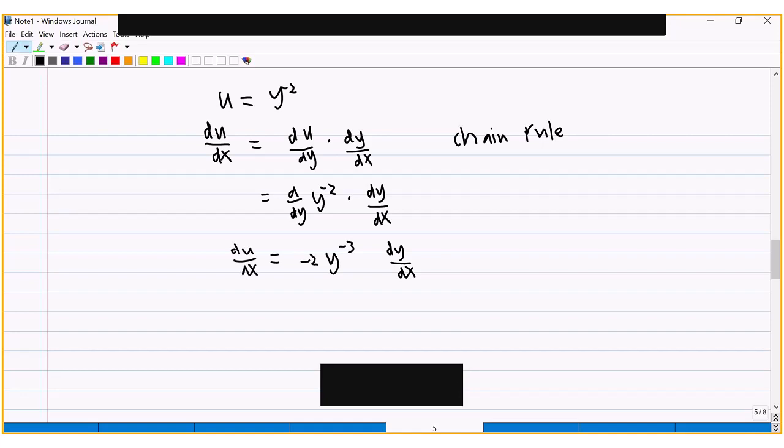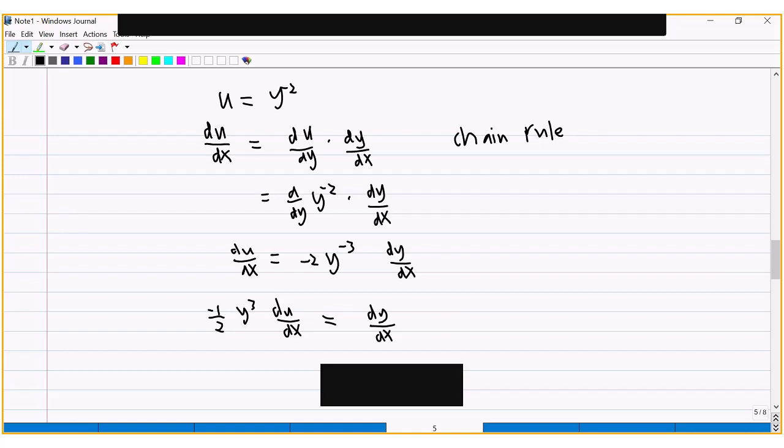So from here, what is actually dy/dx now? So dy/dx is equal to divide by minus 2 first, then multiply by y cubed, right? Then you get minus half du/dx equal to dy/dx now. So dy/dx is minus half y cubed du/dx. Why is this useful? Right? Later on, I will show you why this is useful.